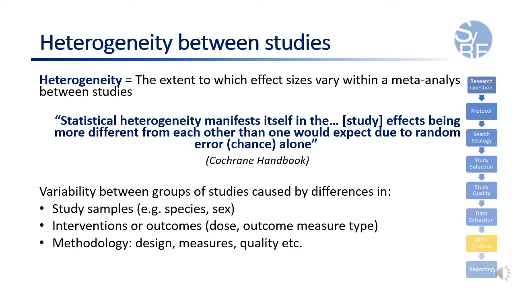In many cases, what can be even more interesting is the heterogeneity between studies and the differences which account for this heterogeneity. When I say heterogeneity, I mean the extent to which effect sizes vary within a meta-analysis between studies. Especially when pooling animal studies, you will find that the number of studies is large and the study designs can vary massively. According to the Cochrane Handbook, statistical heterogeneity manifests itself in the study effects being more different from each other than one would expect due to random error or chance alone.